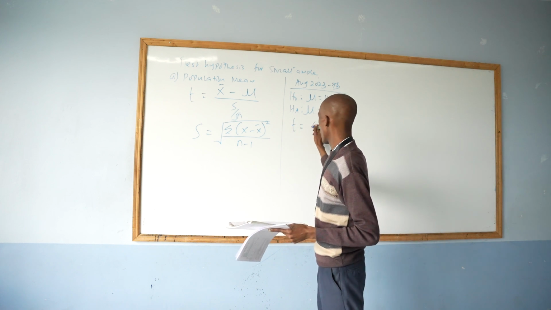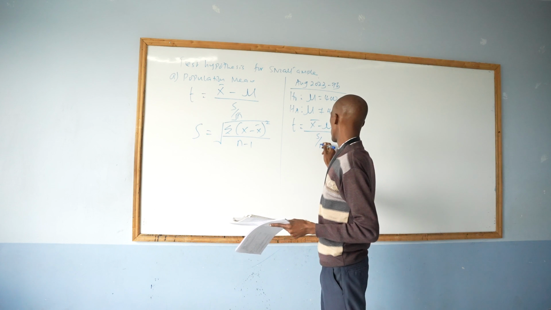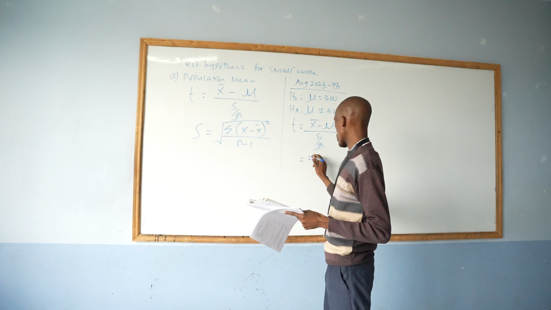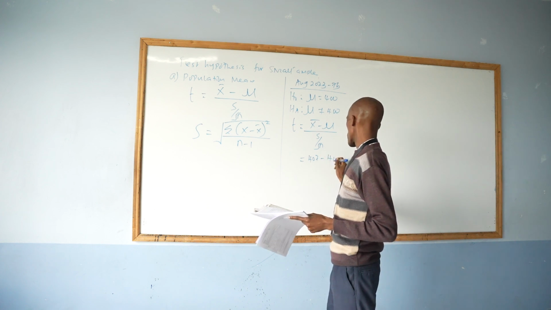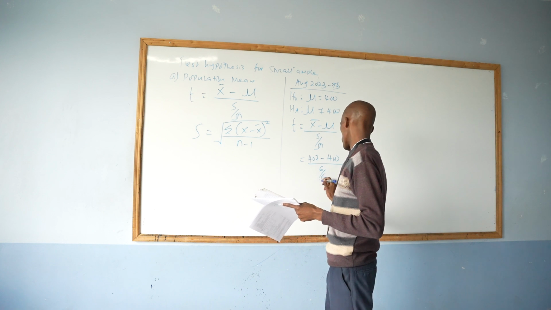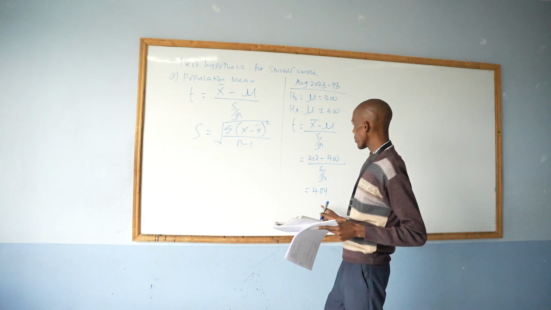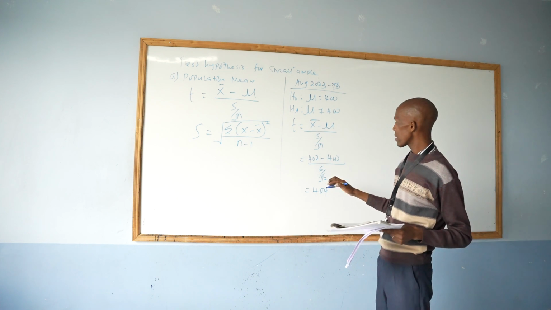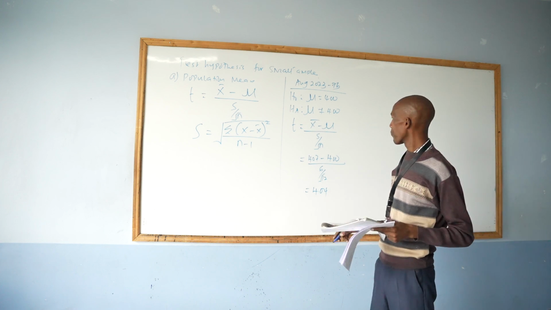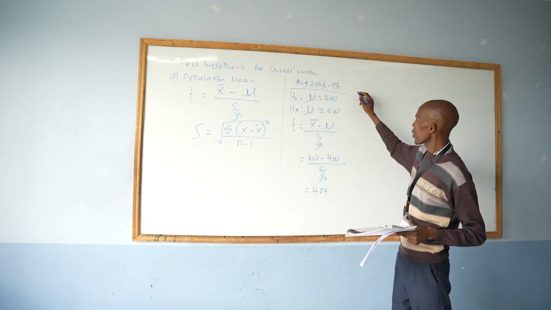So T is x bar minus the mean given, divided by standard error. The sample mean was given as 407. Divided by the standard error, 6 over root 12, you get 4.04. Now for this one, remember our sample size is less than 30. So in this case, please take note of this, we use the t-table.